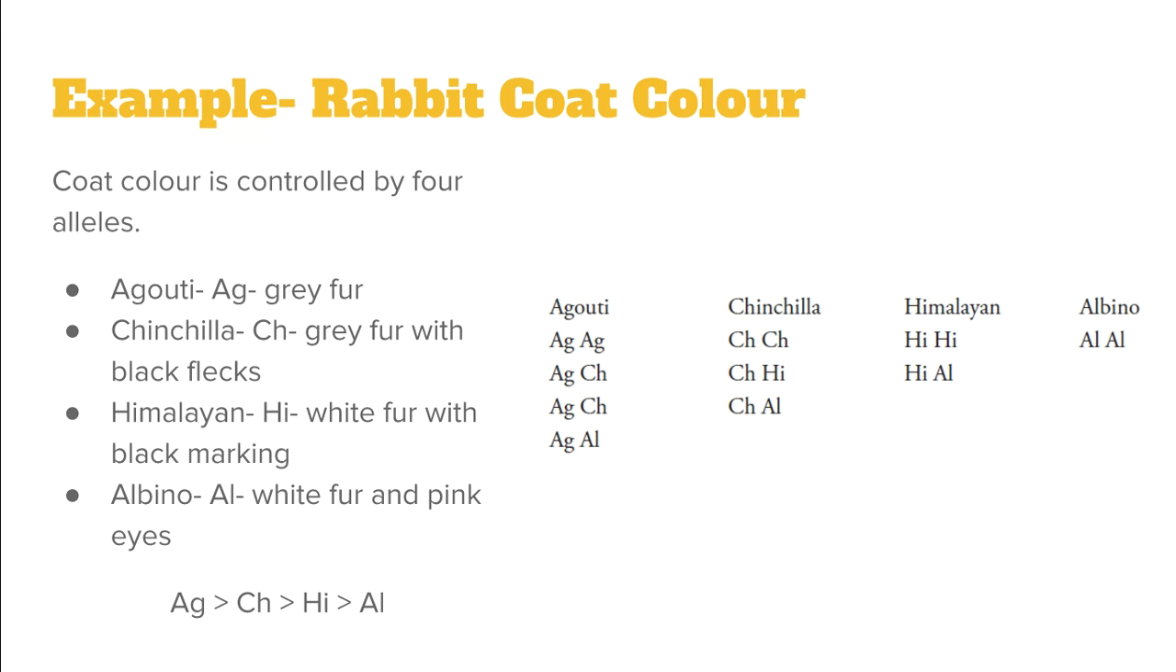So there is the agouti, which is grey fur, chinchilla, which is grey fur with black flecks, Himalayan, which is white fur with black marking, and then there's albino, which is white fur with pink eyes. And we can see here that agouti is dominant over chinchilla, which is dominant over Himalayan, which is dominant over albino. And then we can see on the right hand side the allele combinations which will produce those 4 coat colors. And we can see here how there are varying degrees, albino being the rarest combination of these alleles.